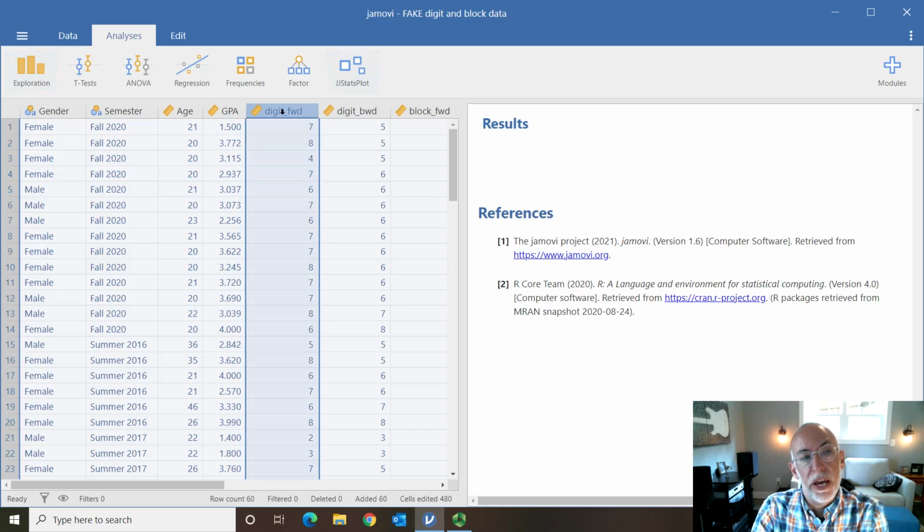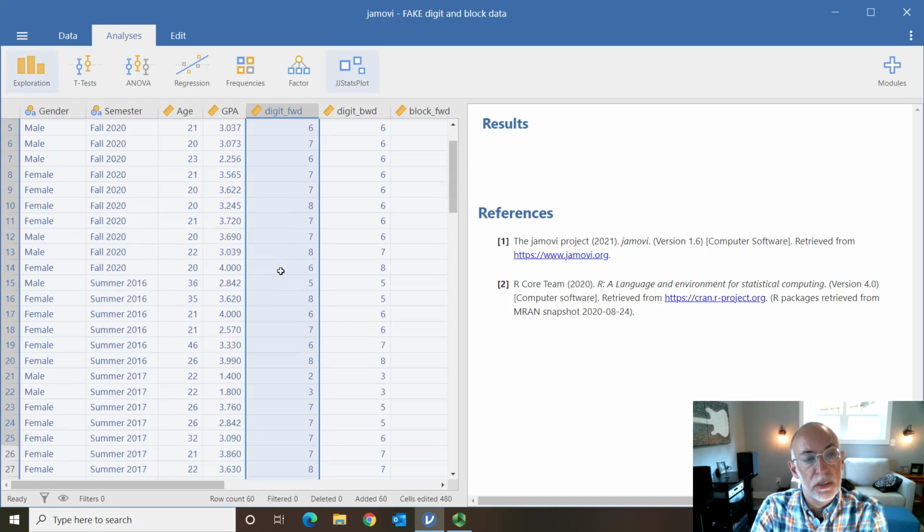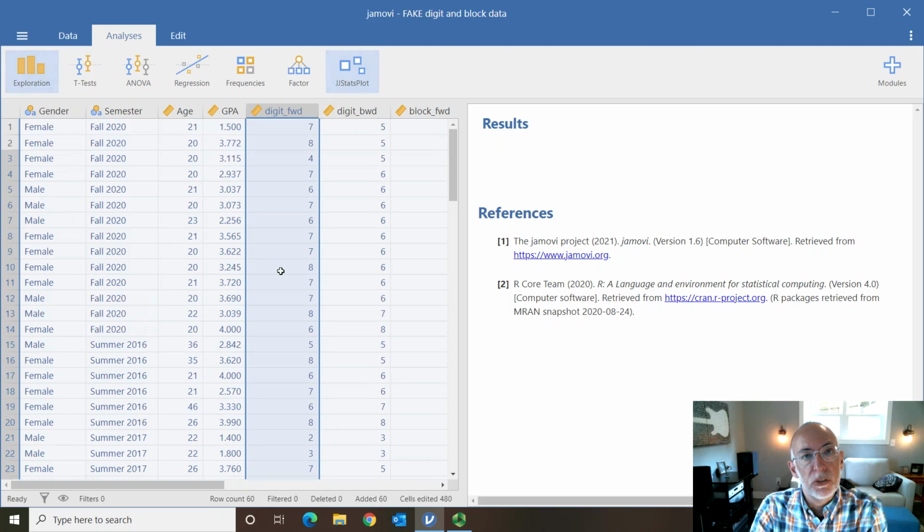What if I wanted to test if forward digit span, which you can see here in the column I've just highlighted, is different than a population score? A single mean, let's say 6, which is the value for digit span forward in the Wechsler Adult Intelligence Scale Test Manual. So first I'll look at my data, at what I'm trying to do.